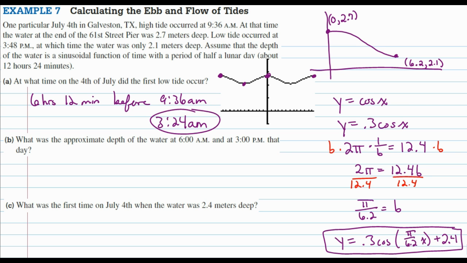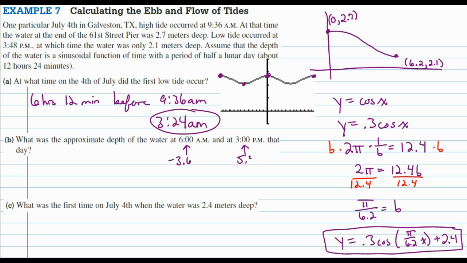Part B, what was the approximate depth of the water at 6 a.m. and 3 p.m. that day? Well, 6 a.m. is before 9:36 a.m. It's actually 3 hours and 36 minutes, so that'd be negative 3.6 hours. And then 3 p.m. is 5 hours and 24 minutes.